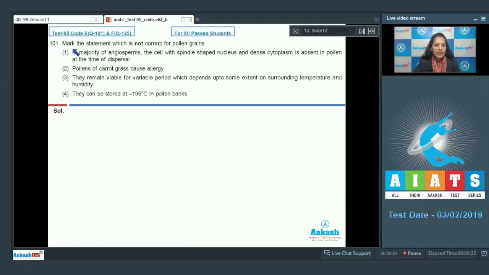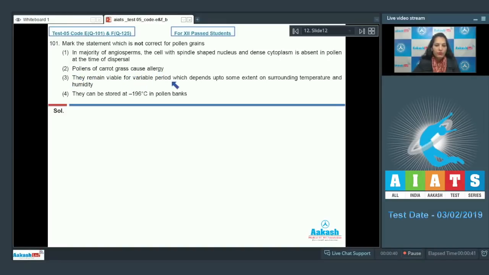Question number 101. Mark the statement which is not correct for pollen grains. First option, in majority of angiosperms, the cell with spindle-shaped nucleus and dense cytoplasm is absent in pollen at the time of dispersal. Second, pollens of carrot grass cause allergy.